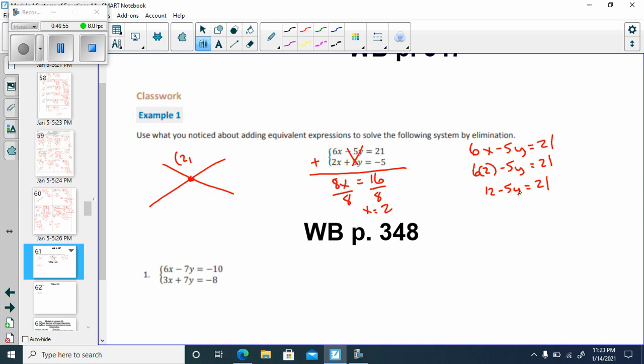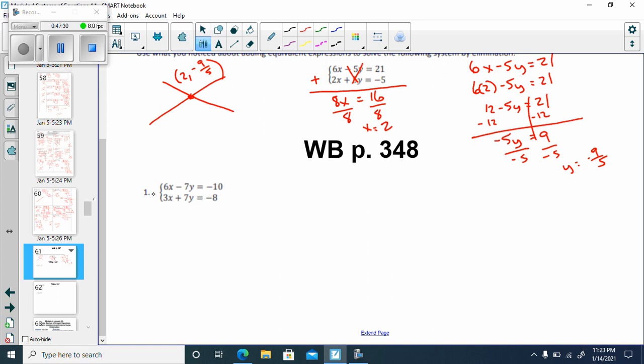Okay, let's subtract 12 from both sides. Negative 5y is equal to 9. Divide both sides by negative 5. And y would be equal to negative 9/5. 2 and negative 9/5. Okay, did I do that right? Okay. 21. Yep. Okay.